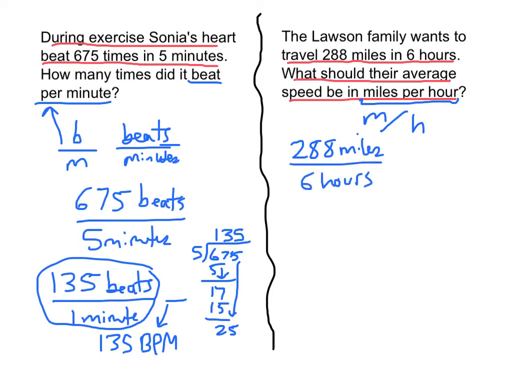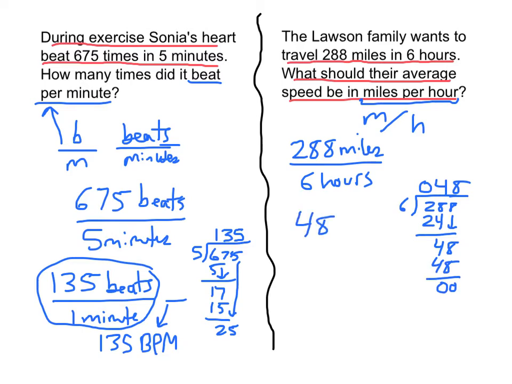So if they can cover 288 miles in 6 hours, if I divide 6 into 288, I'll be finding how many miles they can cover in 1 hour. 6 does not go into 2. 6 goes into 28 4 times. 6 times 4 is 24. 28 minus 24 is 4. Bring down the 8, and 6 goes into 48 8 times. 6 times 8 is 48. No remainder. So what I got was 48.